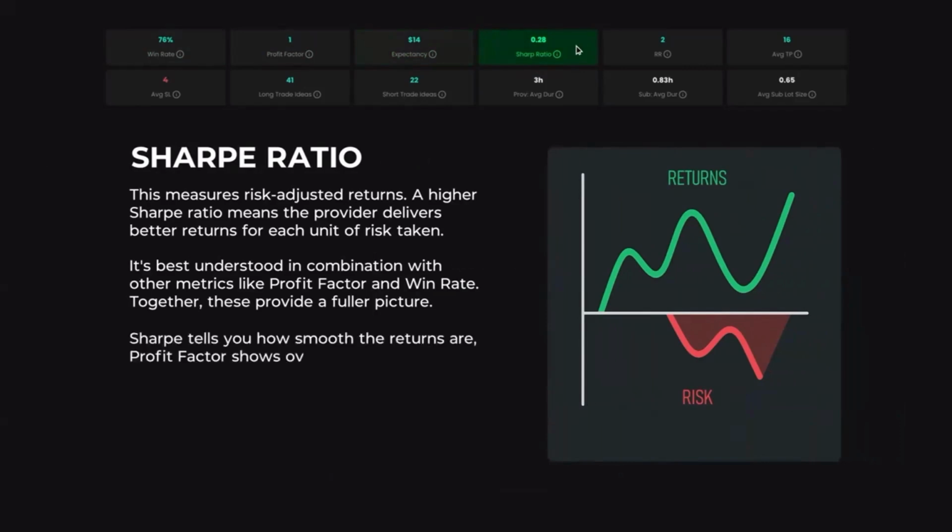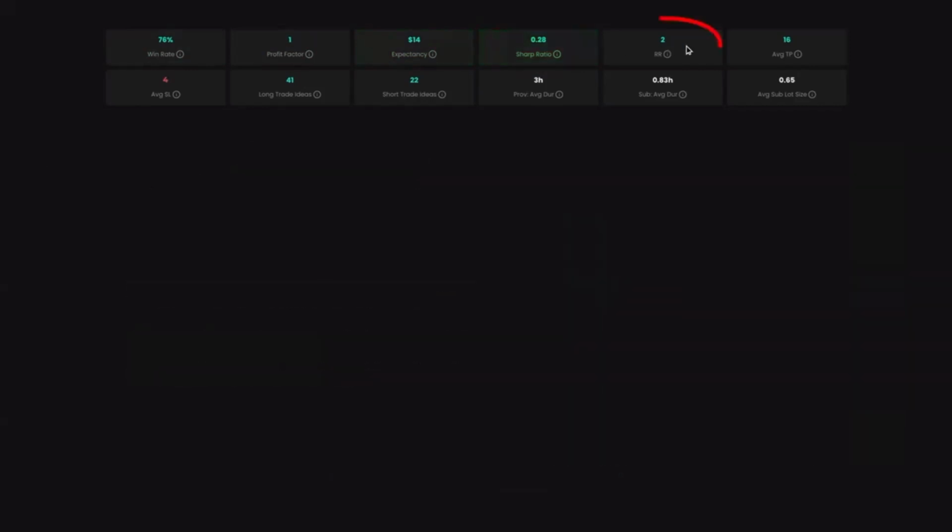Sharpe tells you how smooth the returns are. Profit factor shows overall profitability. And win rate reflects trade accuracy.